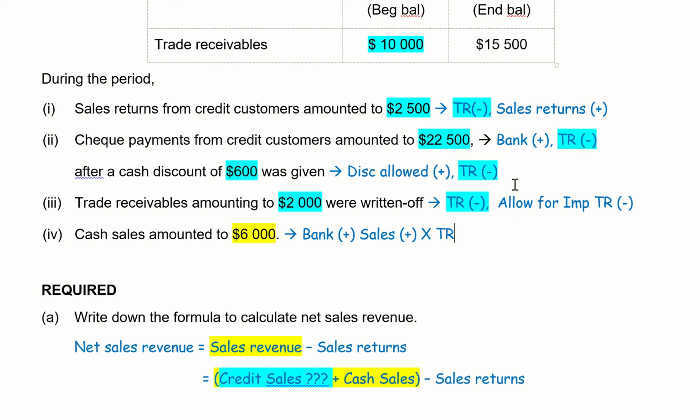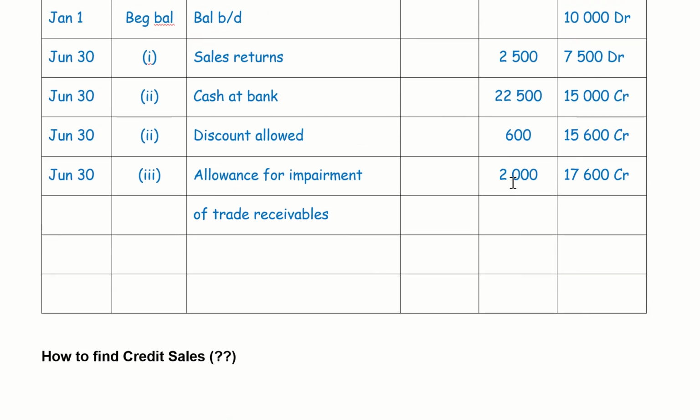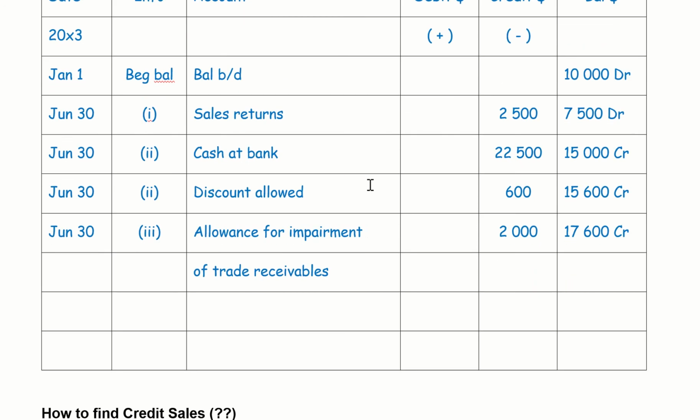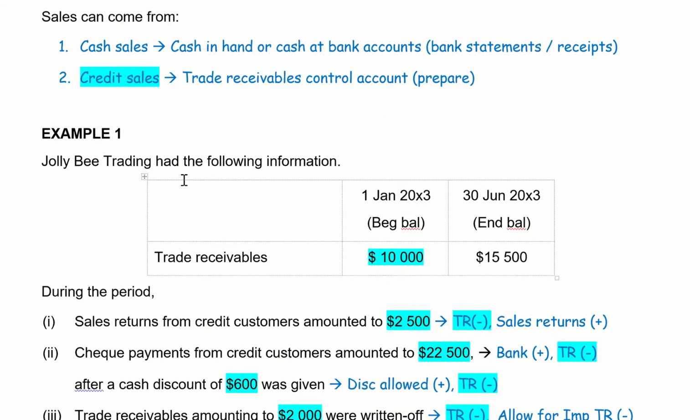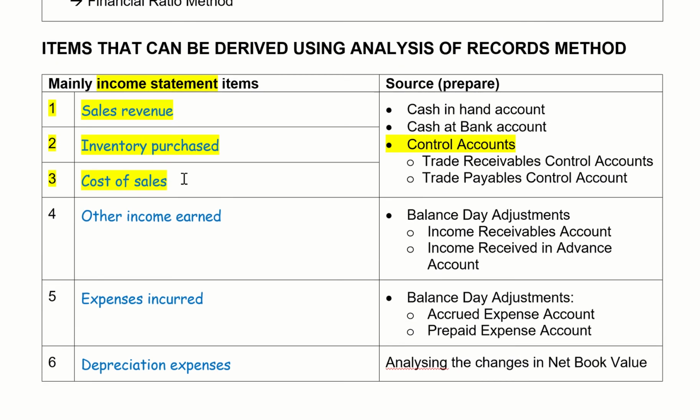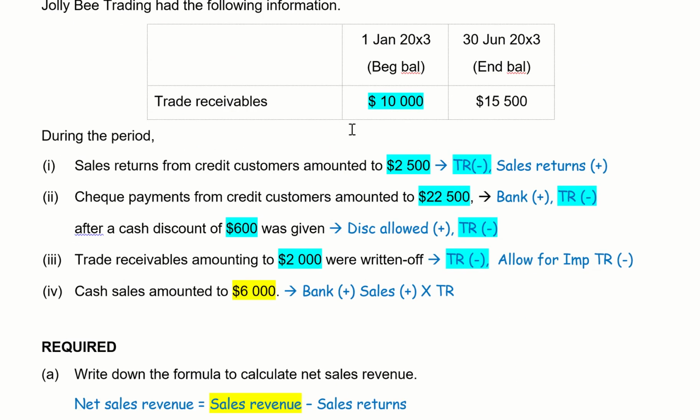Alright? Now, is that all we have, all the items that we have in our trade receivable account? Actually, yeah, this is all the items that we have inside this additional information. But remember what we talked about just now? That when we are preparing the trade receivable control account, there should be a sales revenue inside. But this sales revenue is a question mark. I don't know what this sales revenue amount is. So we are going to use the trade receivables control account to calculate this sales revenue. But how do I do that?